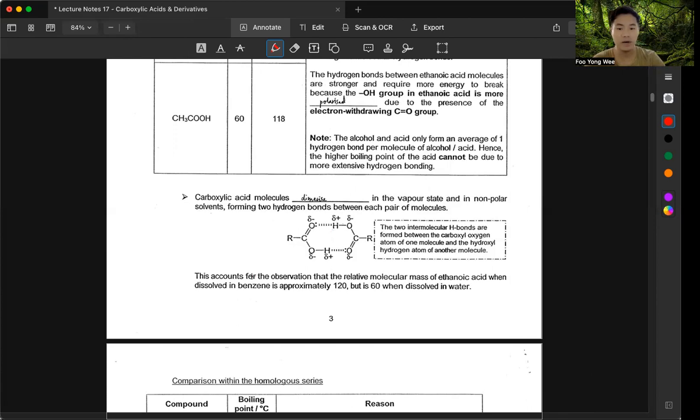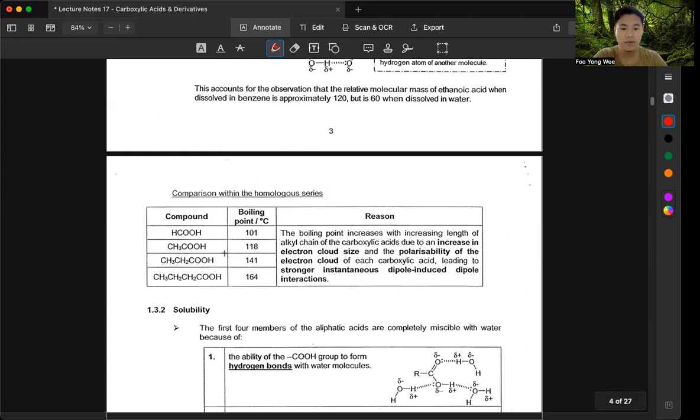So this accounts for the observation that when you measure the Mr of ethanoic acid dissolved in benzene, it was 120 because they dimerize. But when dissolved in water, because the acid molecules form hydrogen bonds with water, the Mr is 60, which is a single molecule of ethanoic acid.